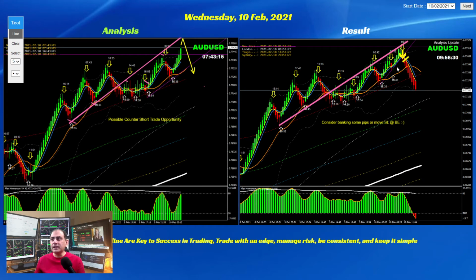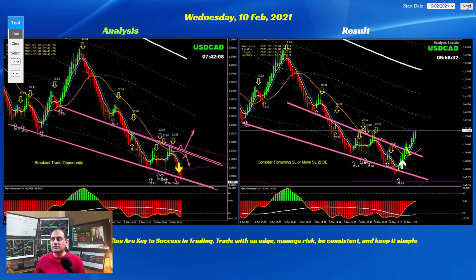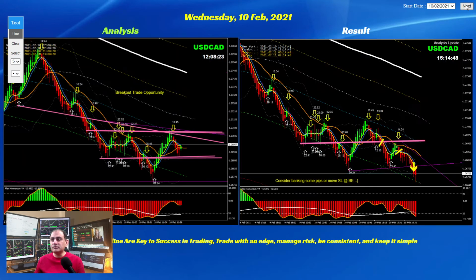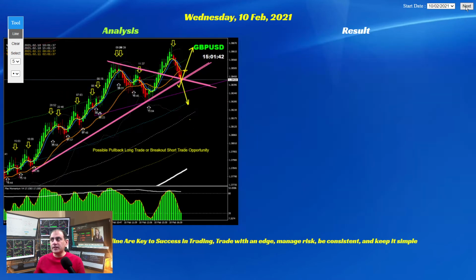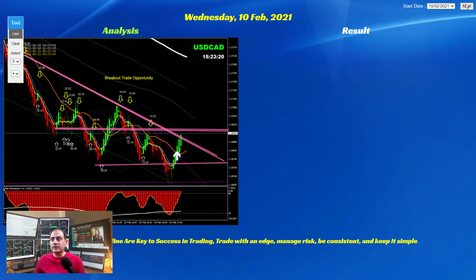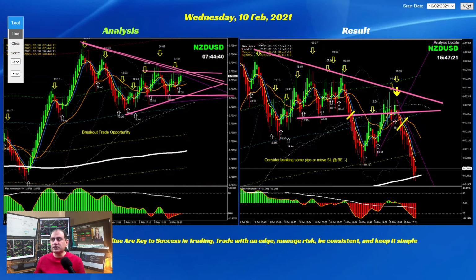Technically it was a pullback. You can see in dollar Aussie dollar, we were short here. Basically we were watching in 4 hours, and based on that, you can see a counter short trade. And dollar CAD long trade, pound dollar long trade, dollar CAD another short trade. Gold, we had a beautiful breakout. After the breakout, we announced all the short trades. And pound dollar pullback long trade, dollar CAD long trade.